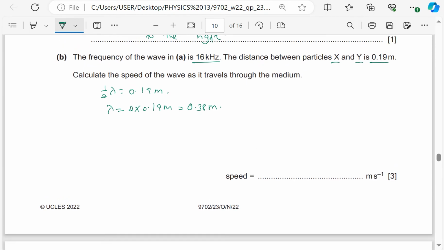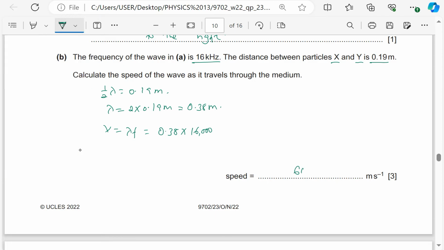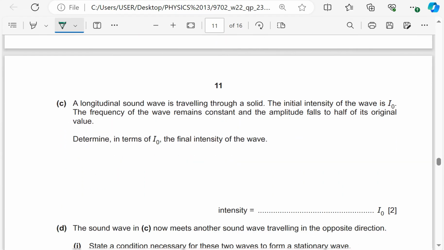Calculate the speed of the wave as it travels through the medium. So from v equals lambda times f, v is going to be 0.38 times f, which is 16,000. So 0.38 times 16,000. So that is 6080 meters per second.